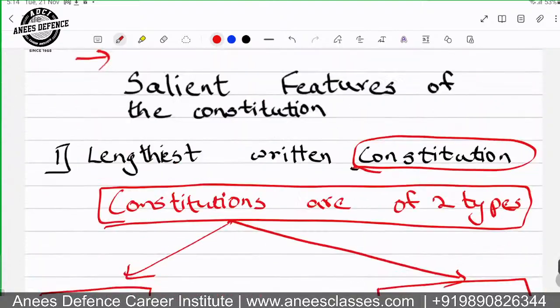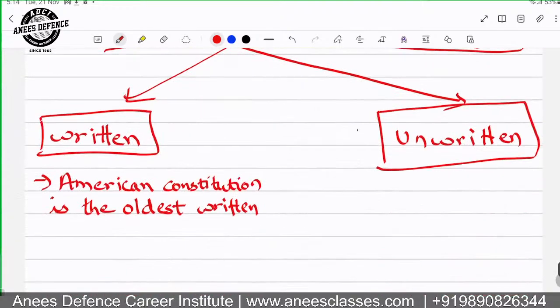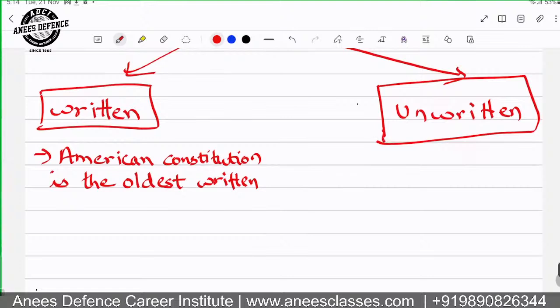And the Indian constitution is the lengthiest written constitution. Similarly, for an unwritten constitution, in countries like Great Britain there is no written document, and the laws are made according to conventions. Example: the British Constitution.